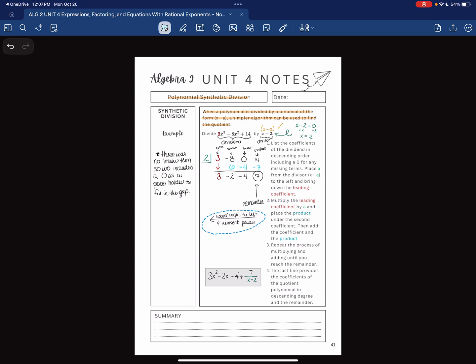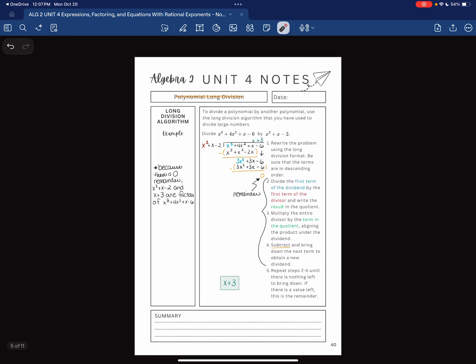Remember, be so careful when you want to reinsert those powers, to do so working from right to left, beginning with this last value being your remainder. Write it over what you were dividing by, your divisor, and then reinsert the powers with the coefficients you found. That's synthetic division and polynomial long division. That's how we divide polynomials.